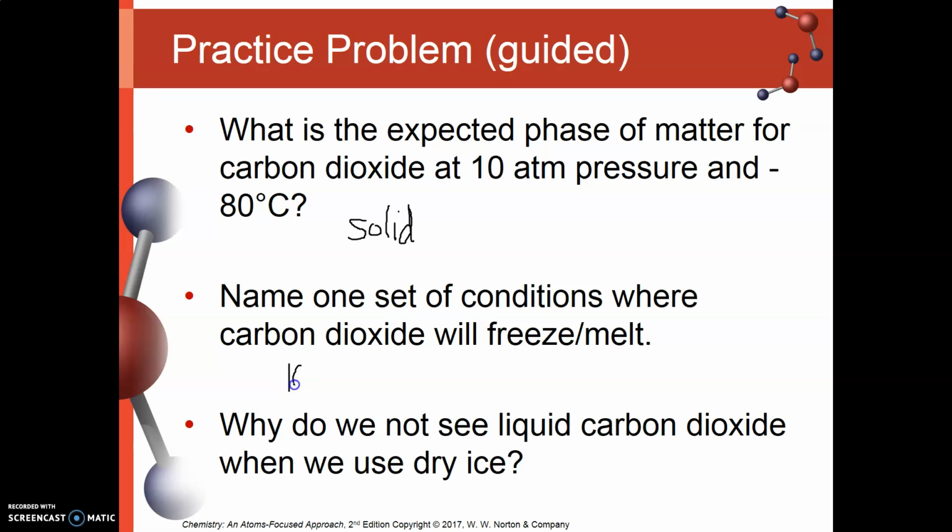One set of conditions that I could outline would be 10 atmospheres and negative 55 degrees Celsius. But I could technically pick anything along that solid blue line there. Why don't we see liquid carbon dioxide when we use dry ice?